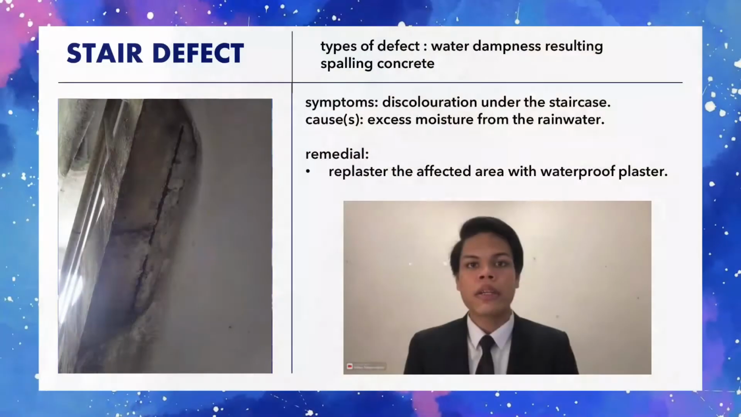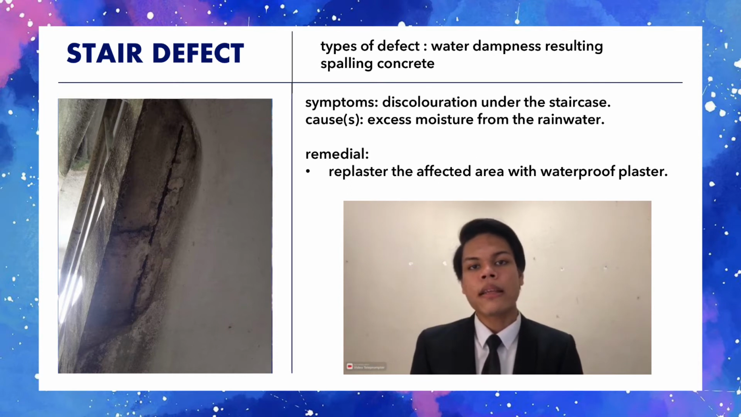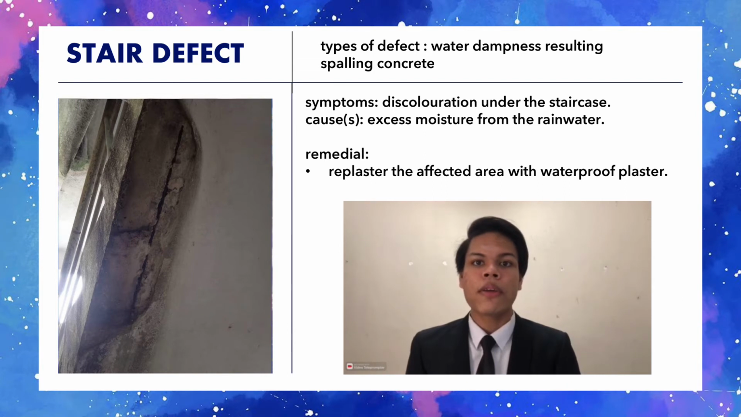The cause is excess moisture or rainwater seeping from the top of the building or the roof. The 10th floor was more exposed to the rain, resulting in very bad water dampness up there. So, the remedial action is we need to replaster the affected area with a waterproof plaster or cement mixture to avoid further dampness.